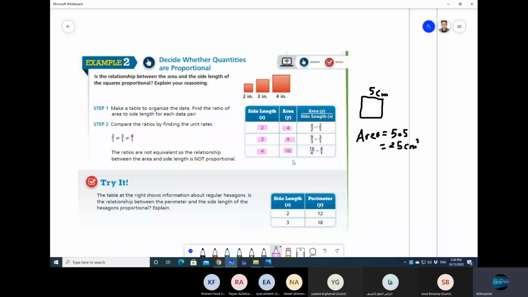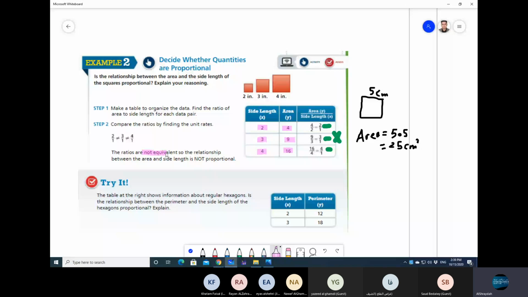So here, to find the ratio between the area and the side length, you divide 4 divided by 2, you find the unit rate, it's 2 over 1. 9 divided by 3 gives you 3 over 1, and 16 divided by 4 gives you 4 over 1. As you can see here, the ratios are not the same. Here the ratio is 2 over 1, here 3 over 1, and here 4 over 1. So, comparing the ratios by finding unit rates, the ratios are not equivalent.